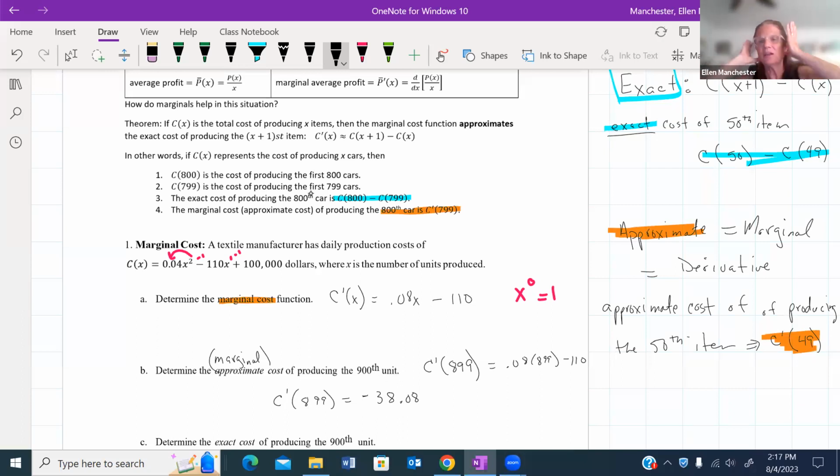So what does that mean? What that means is our approximate cost of producing the 900th unit is going down, right? That's actually a good thing for a business owner because our costs are dropping. So that means we're in a good place as far as how many we're producing. If our costs were increasing, then we'd have to look at the numbers again and say, okay, how many products should we be making to where our costs are not increasing? So in this case, our costs are decreasing by 38.08 with the 900th unit. So that's a good thing.